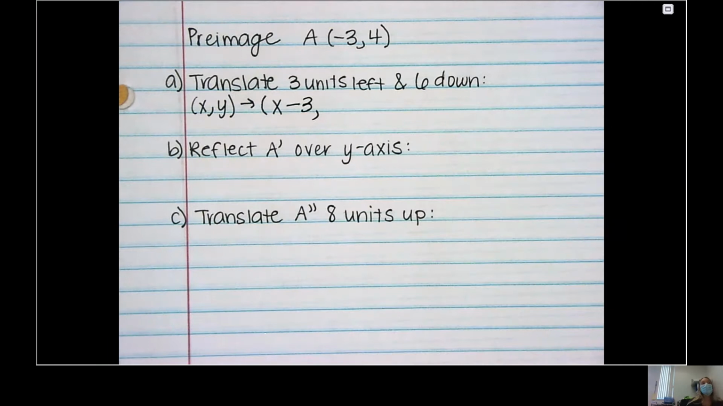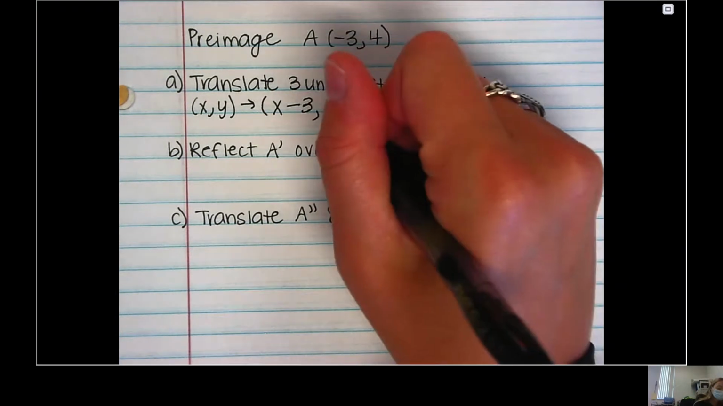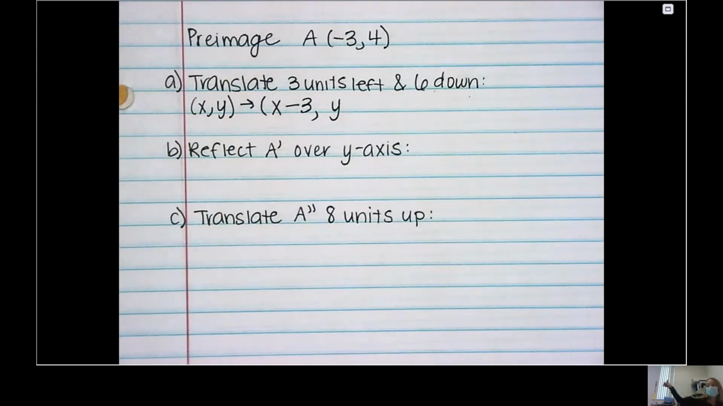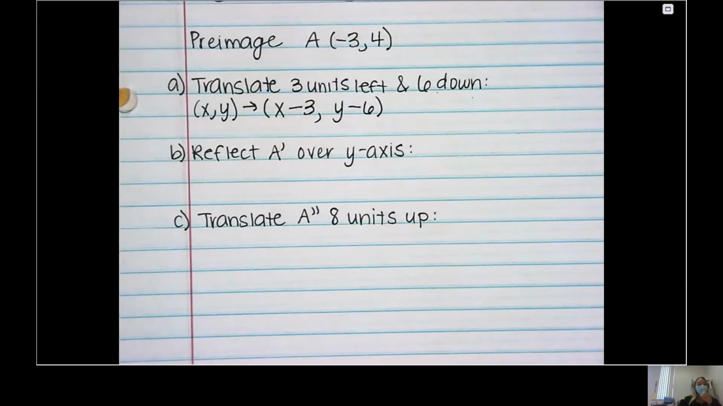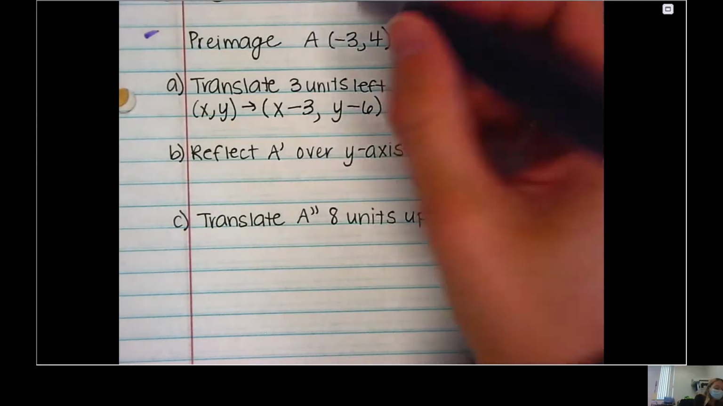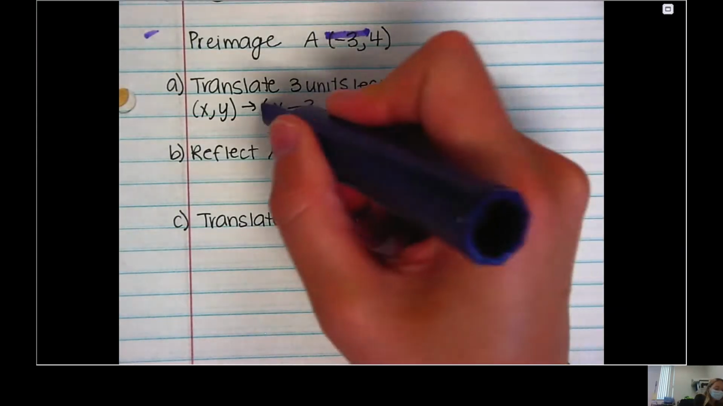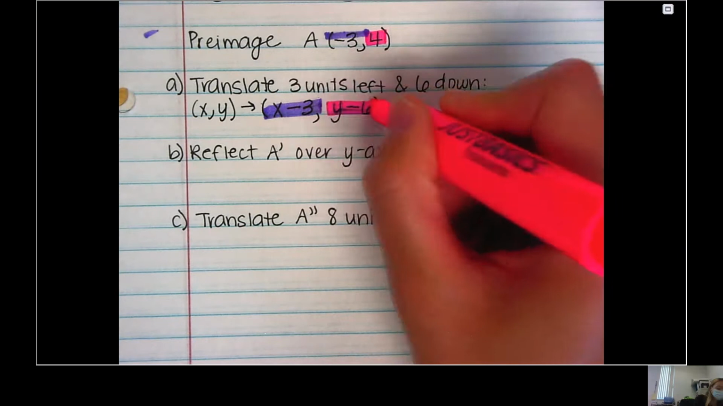And then 6 units down, is that the x or the y going up and down? That's the y, because we just used the x. So 6 units down means y plus or y minus 6? Down. Minus 6. So I'm going to take my x value and subtract 3. That was not a good color choice, was it? And then I'm going to take my y value and subtract 6.